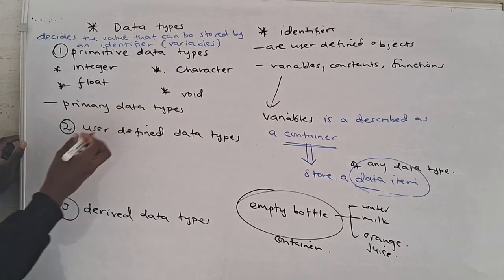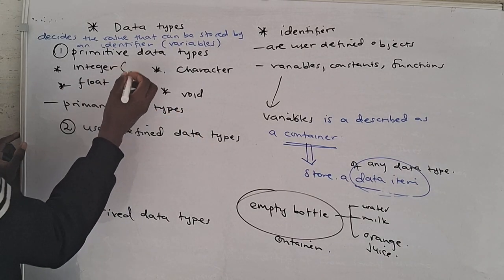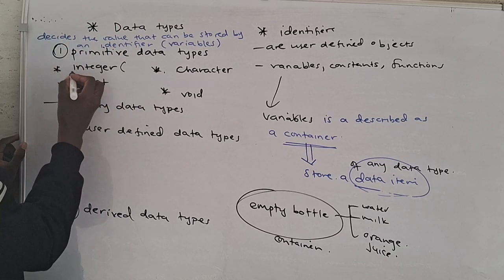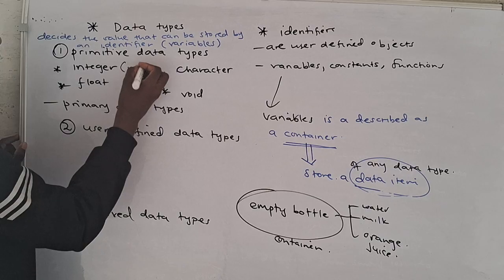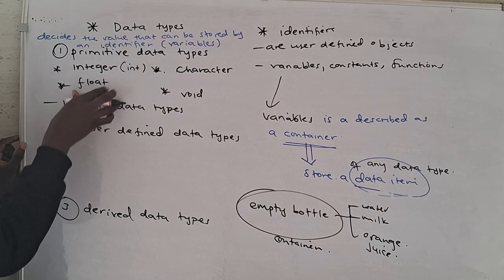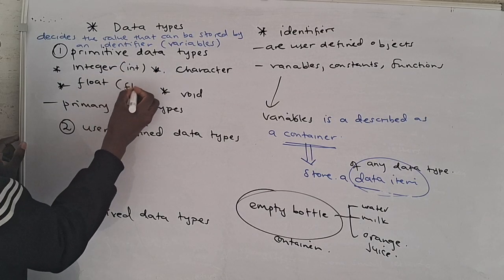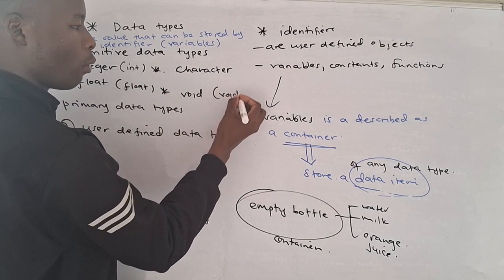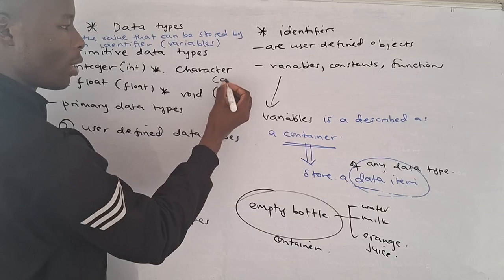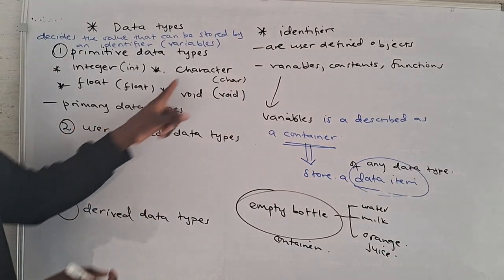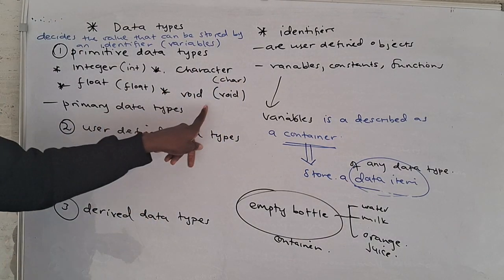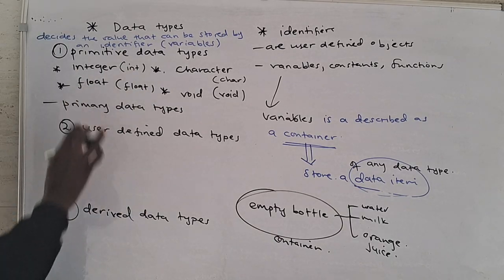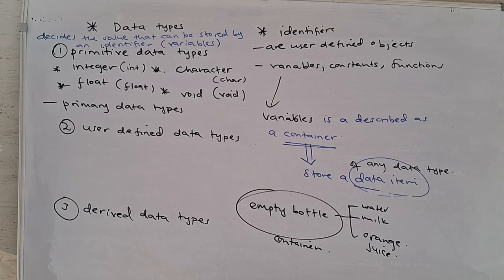Okay, so what is the keyword for an integer? Go and refer to that list of keywords that I provided in the previous class. The keyword for integer is int, in small letters, please. The keyword for float is nothing but float. The keyword for void is nothing but void. The keyword for character is nothing but char.